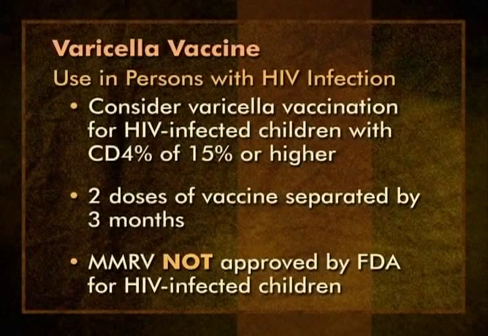Data from a clinical trial among children with asymptomatic or mildly symptomatic HIV infection showed that two doses of vaccine was both immunogenic and effective. Persons with HIV infection are at increased risk of morbidity from varicella and herpes zoster. The ACIP recommends that clinicians consider varicella vaccination for HIV-infected children. Specifically, this recommendation includes children with an age-specific CD4 T lymphocyte percentage of 15% or higher. Eligible children should receive two doses of varicella vaccine separated by 3 months. Please note that MMRV is not approved by FDA for use in HIV-infected children. HIV testing prior to vaccination with varicella vaccine is not necessary or recommended.